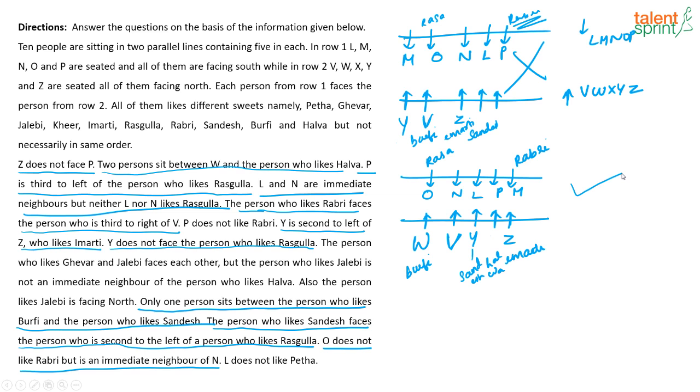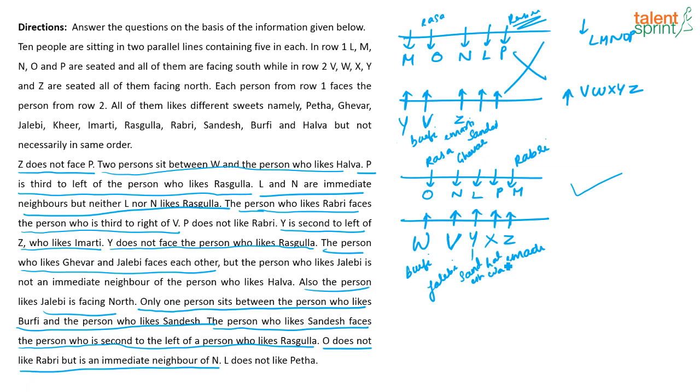Let us continue whatever is there. So you have W, V, Y, so this has to be X. And here you have Rasagulla, rabri. Then what are we left with to fill? See, the person who likes gaver and jalebi face each other. So where can gaver and jalebi come? They have to come here because only vacant from both sides is here, right? And it is also said that the person who likes jalebi is facing north. So obviously this has to be jalebi and this has to be gaver.